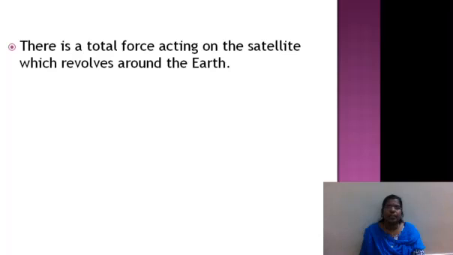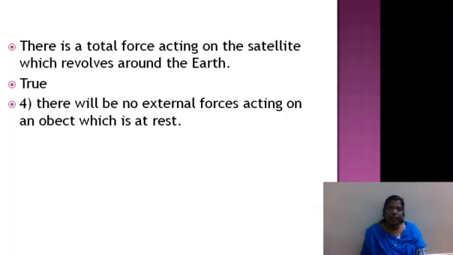Okay, there is a total force acting on the satellite which revolves around the earth. Is it correct? There is a total force acting on the satellite which revolves around the earth. It is true, because of some forces only the satellite is revolving around us.